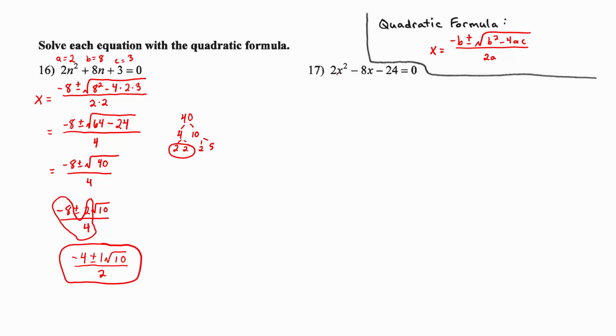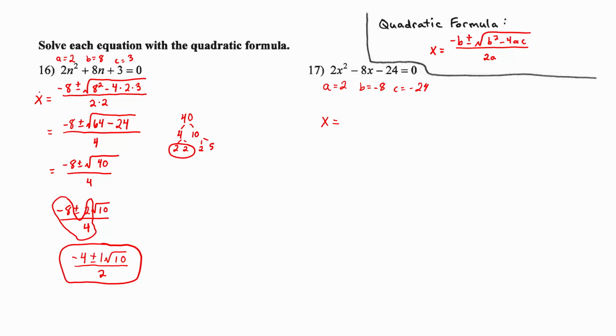On 17, you can actually start this off by dividing everything by 2 because they all have that in common. And if I divide everything by 2, including the 0, I haven't done anything illegal as far as equations go. If we didn't notice that, we'd just say A is 2, B is negative 8, C is negative 24. You can see how the helpfulness in dividing by 2 is having smaller numbers to work with.